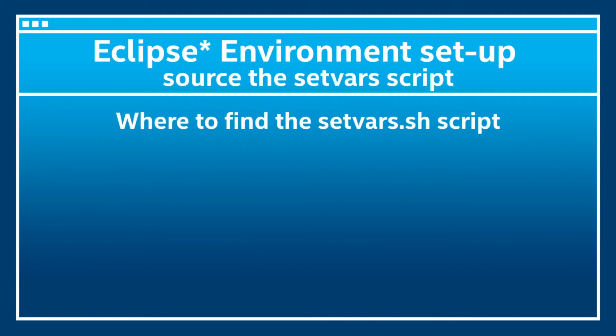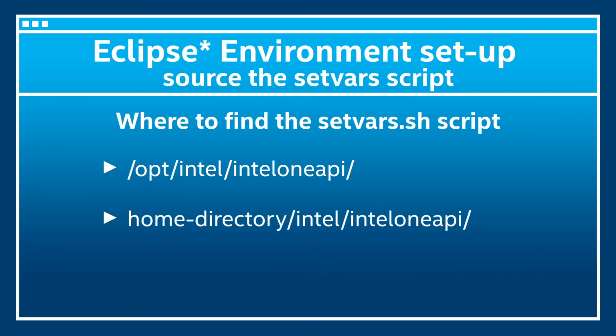The tools in the oneAPI toolkits are configured via environment variables. Before you begin your development, set up your Eclipse environment by sourcing the setvars script. You can find the setvars.sh script in the root folder of your oneAPI installation, which is typically /opt/intel/oneapi when installed as root, or home-directory/intel/oneapi when not installed as root. If you customize the installation folder, the setvars script will be in your custom folder.